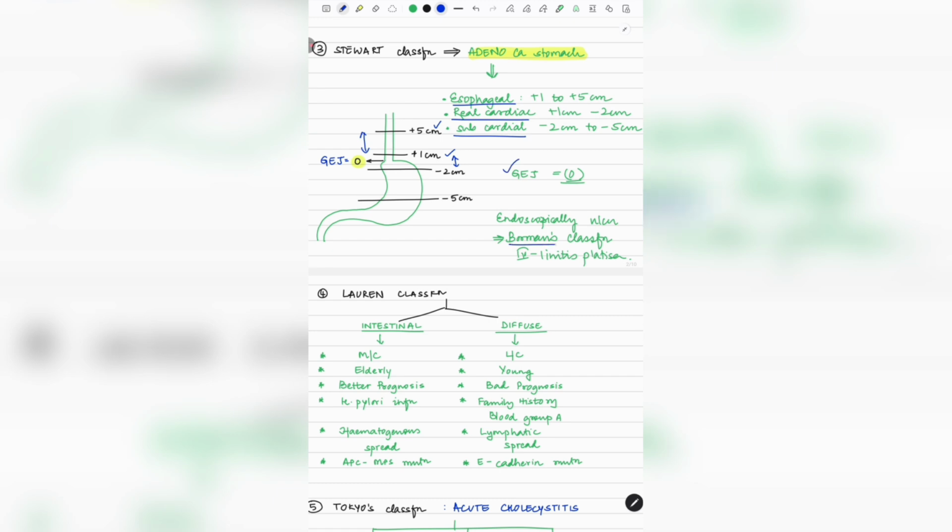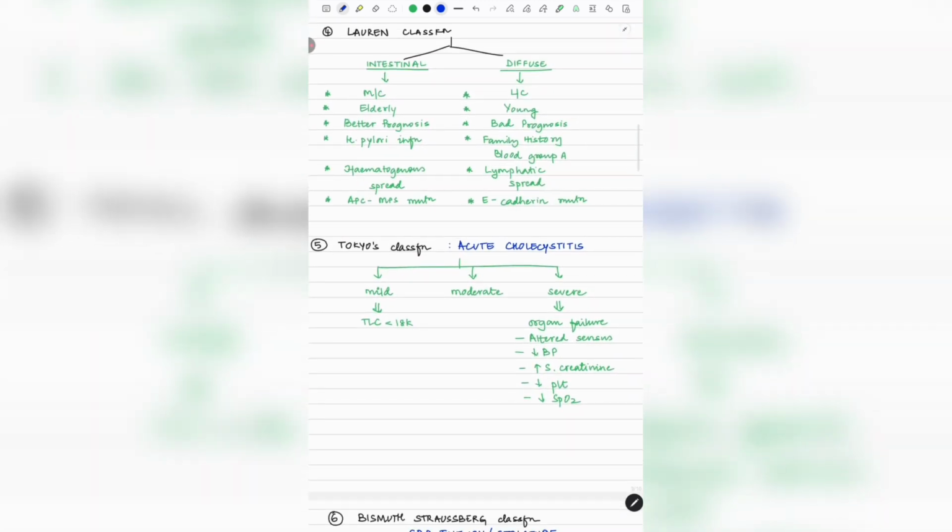There is one more thing called Borrmann's classification, which is used for endoscopically characterizing the ulcer, and here the fourth grading is very famous, that is linitis plastica. Next, going to the Lauren classification.